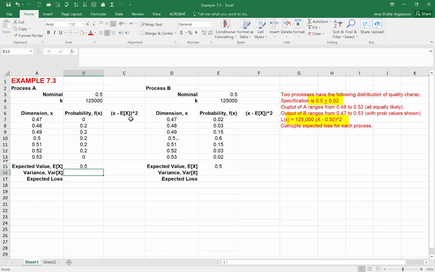So in this case, what we want to do is compute the squared difference between the expected value and each of the values of the random variable. We take each of the values of the random variable for process A and subtract from it the expected value. I'm going to fix the cell reference, and then square that, so we have squared deviations. And that formula can be copied down. And the expected variance is essentially the sum product of each of the probability values for process A multiplied by this squared deviation that we have here.